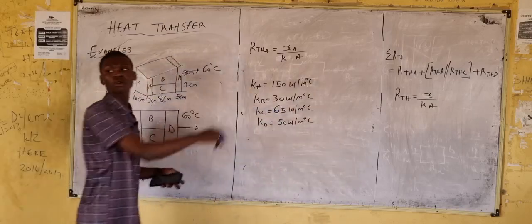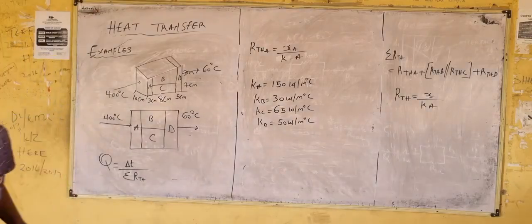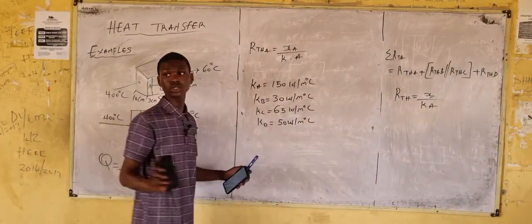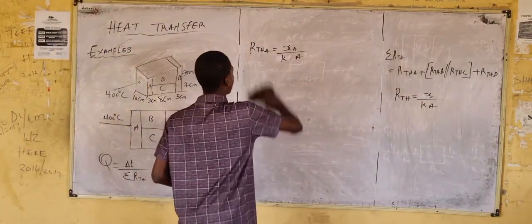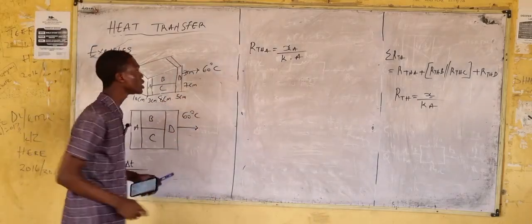So these are the thermal conductivity of each wall. Are we together? Any question? Now, we want to get the value of thermal resistance of wall A.